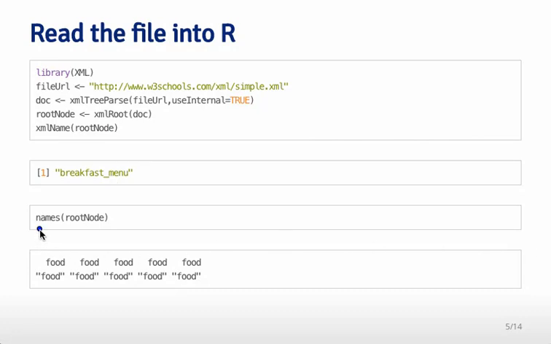You can also look at the names of the root node. When you do that, it tells you what all the nested elements within that root node are. So the root node wraps the whole document, and the whole document is a breakfast menu. Then there are 5 different breakfast items on this menu, and each one is wrapped within a food element. So you get 5 food elements if you look at names of the root node.